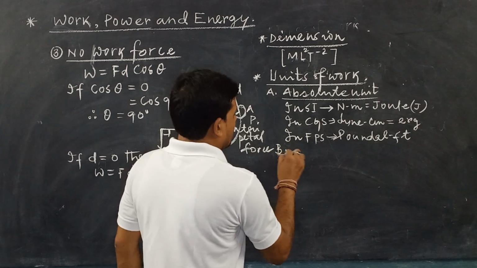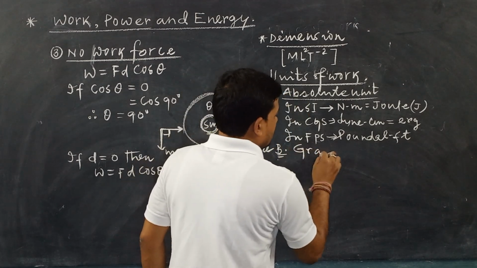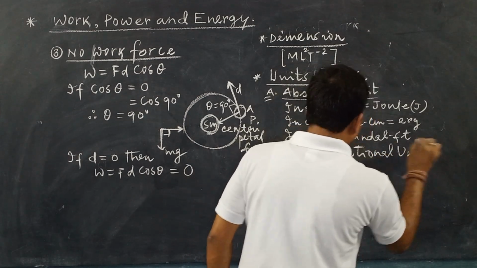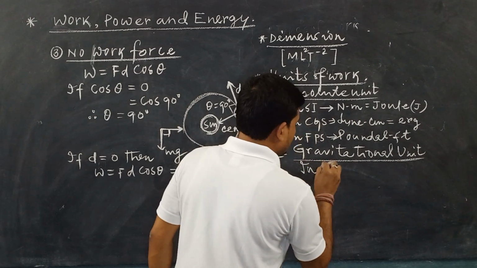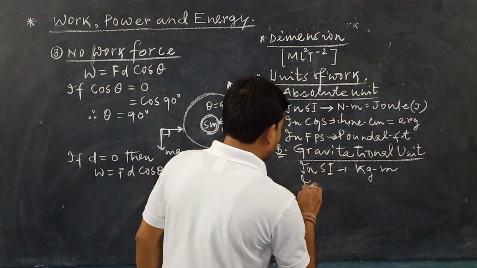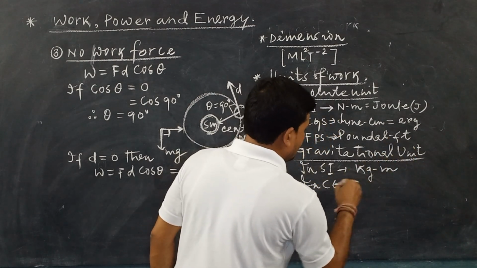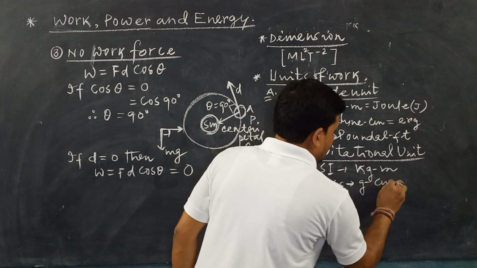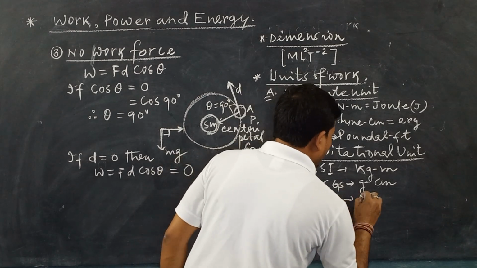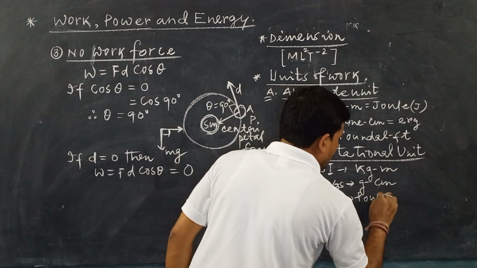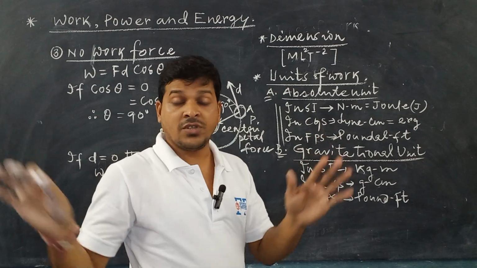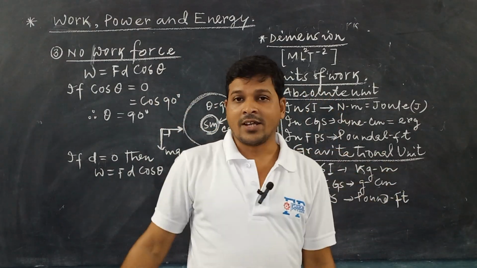Similarly, in the gravitational system of units, in SI that will be the kilogram meter. In CGS, not necessary, that will be the gram centimeter. And in FPS, this will be the pound foot. There will be a standard relation between the units of work done here, like all other physical quantities.